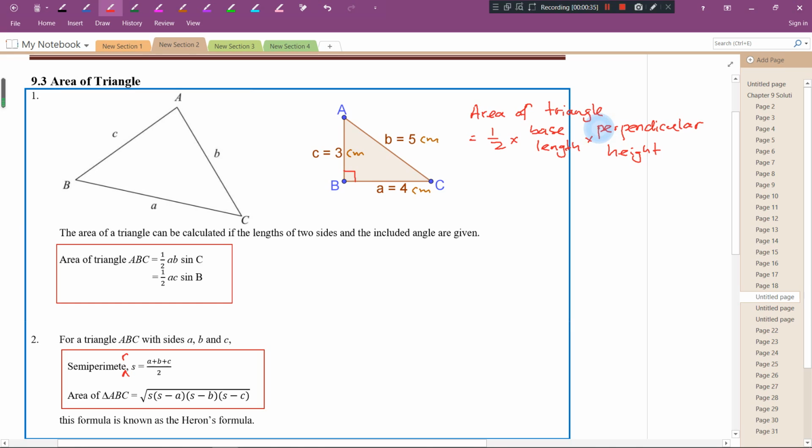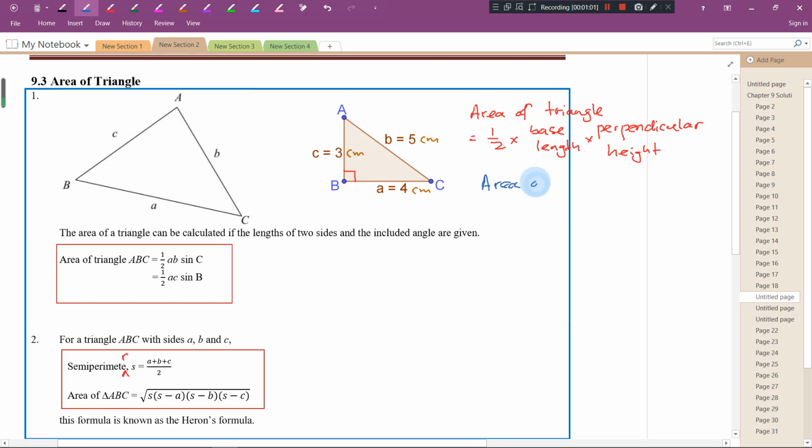But we cannot use this formula every time. Sometimes we don't have enough information to use this formula. So today we are going to learn two more new methods that can help us get the area of a triangle. Before I show you how to apply these two methods, let's find the area of this right angle triangle first.